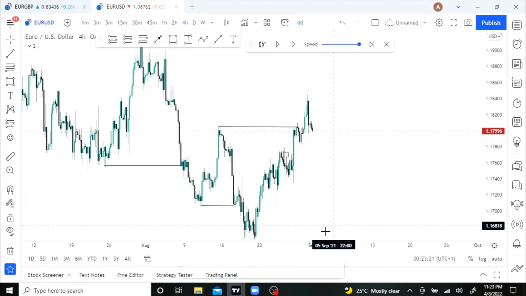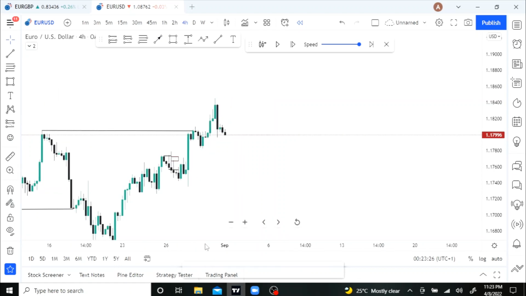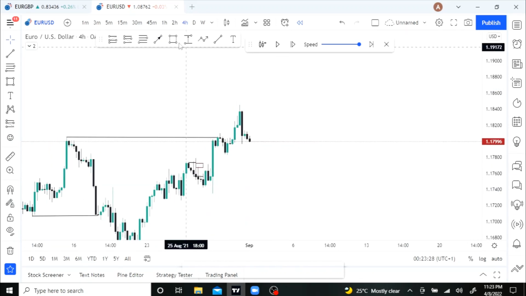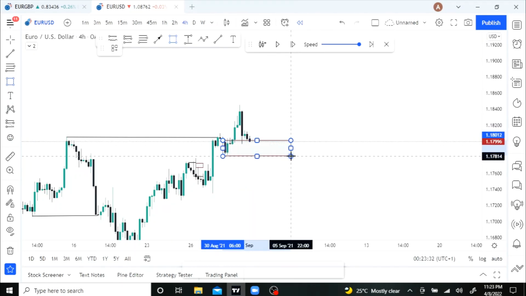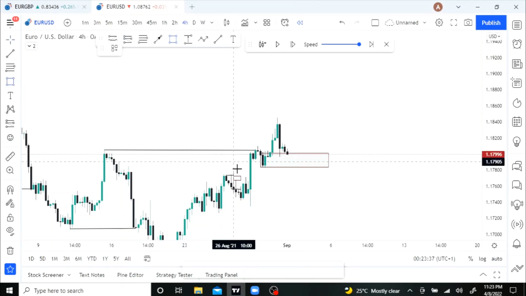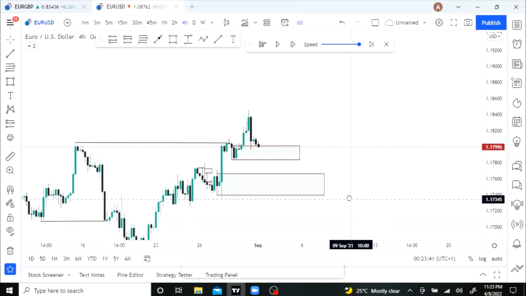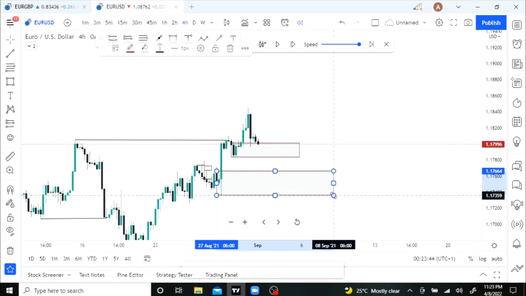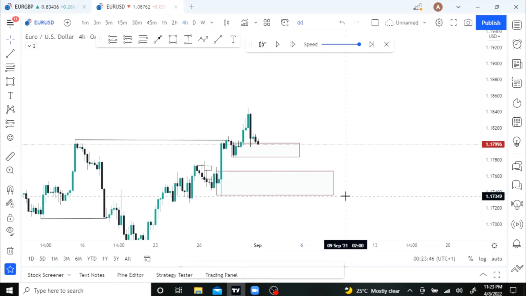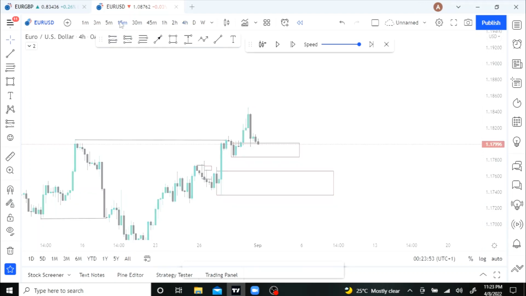It's been taken. So let me mark my demand zones or order blocks. We have the one that caused the break, which is right here. You can see price is already reacting to it. And then we have this one as well. These are valid demand zones. As price is reacting from the first one, I'll go to the 15 minutes and look for confirmation entries.